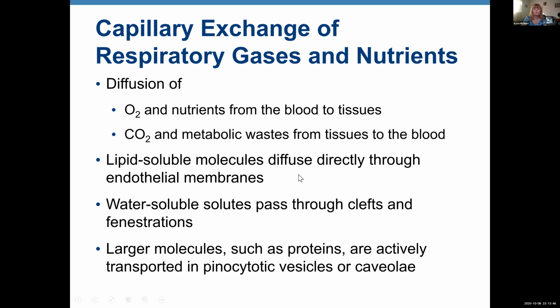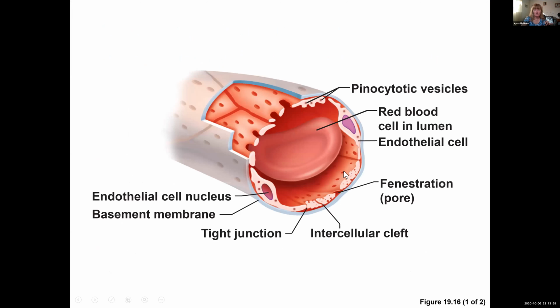Now, lipid-soluble molecules diffuse directly through the endothelial membrane. Water-soluble molecules can pass through the clefts or fenestrations, I'll show you a picture in a minute, and large molecules through vesicles. Right, so here's how your capillaries look. They're made from these endothelial cells. Some capillaries are fenestrated, that means they have those pores. They also have this kind of cleft. This is a tight junction, so where's my cleft? Yeah, right here. So here's the cleft.